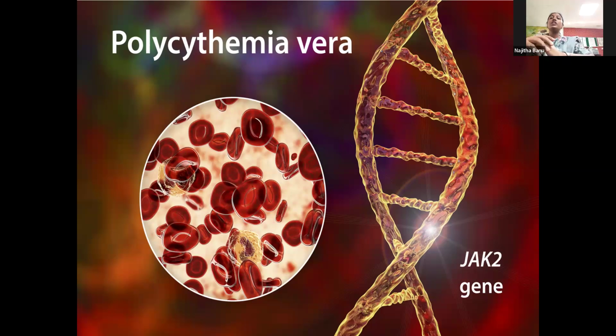But if the number is 4.1, is that also polycythemia? No, it's not like that. That condition we call anemia. Anemic condition is when the number of cells is less, but when the number of cells is more, that is polycythemia. If it goes to 6 million and then 7 million, that condition is polycythemia.